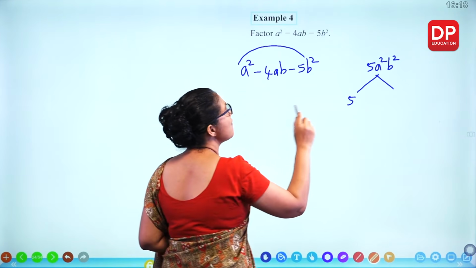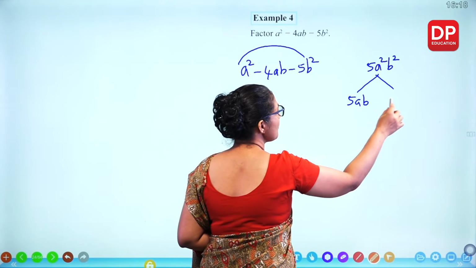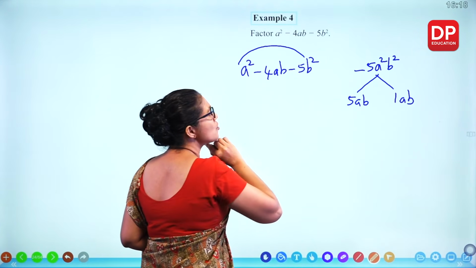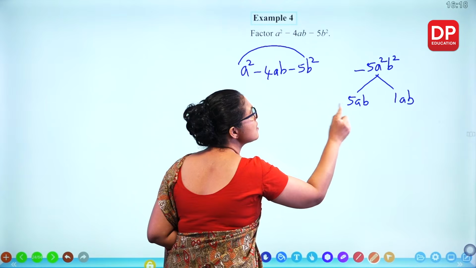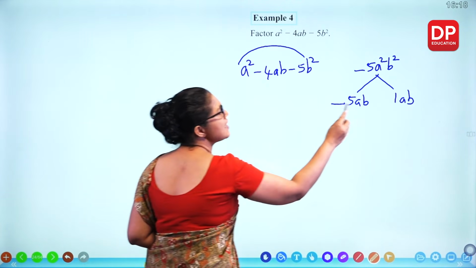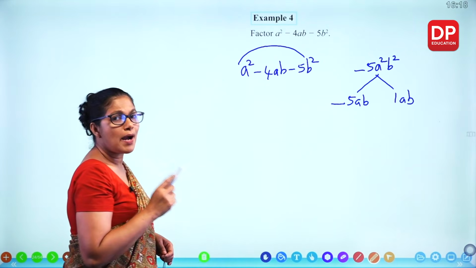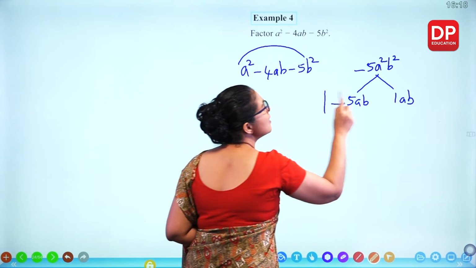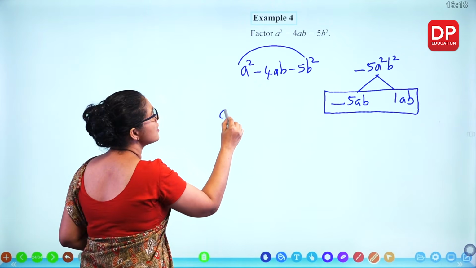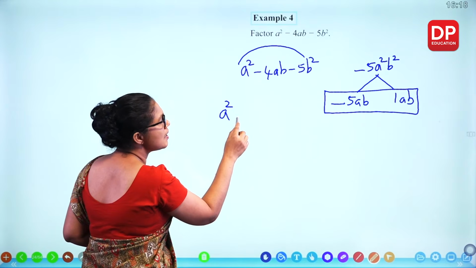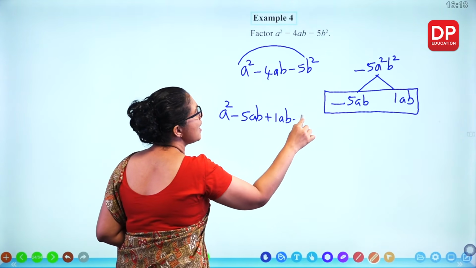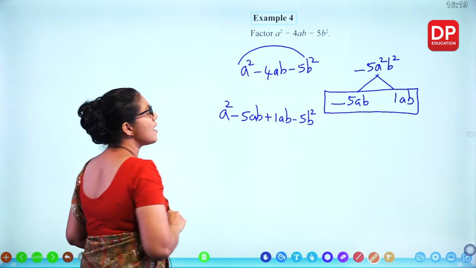I can write 5ab and 1ab. But this is negative. So you can take this one as negative because the middle term is negative. So here minus 5 and plus 1, you are getting minus 4. So this is the suitable factor. So here what can you write? You can split the middle term into minus 5ab plus 1ab, minus 5b squared as the last term.